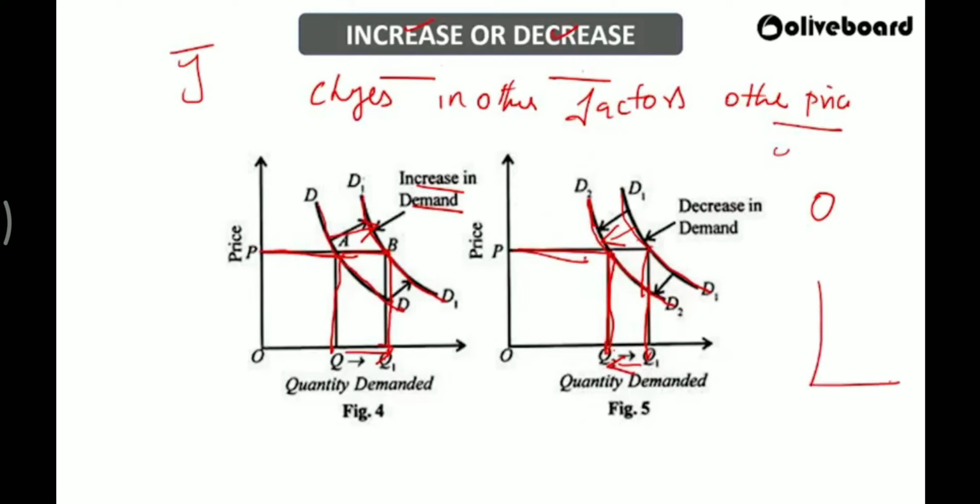Guys, this is a graph, right? This is right and this is left. A graph has four quadrants, you would have studied in your school days. So this side is right and this side is left. That is why we say when the demand curve moves rightwards, it is called increase in demand. When the demand curve moves leftwards, it is called decrease in demand. It is called rightward shift or leftward shift.